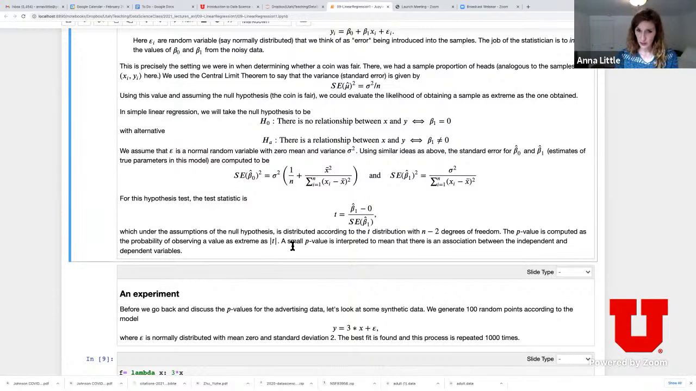And it's the same interpretation. A small p-value means that there is significant evidence for the alternate hypothesis, i.e. that there is a linear relationship between the explanatory variable and the response variable. Or if the p-value is large, then there is not evidence of a relationship between the variables.